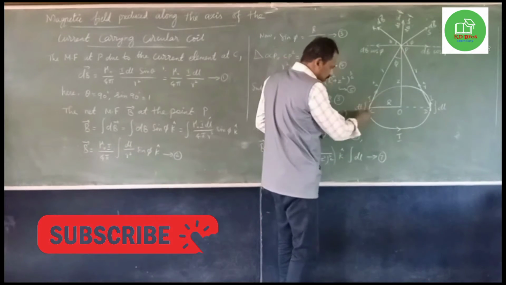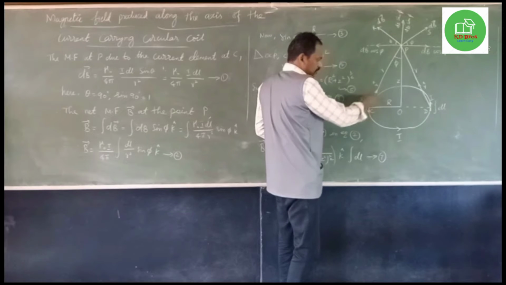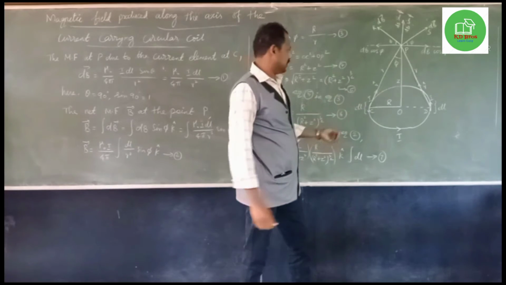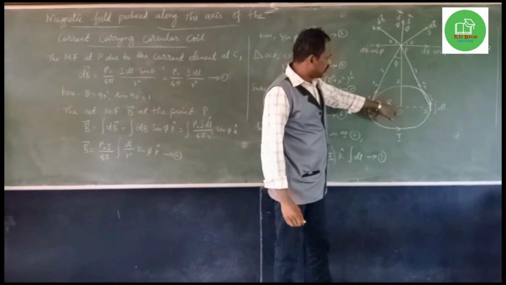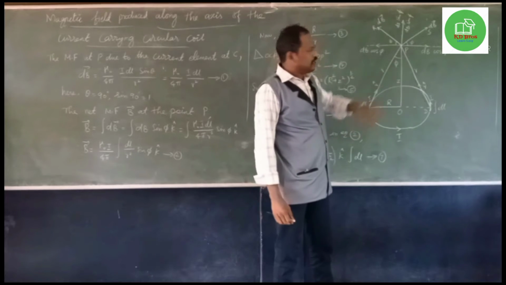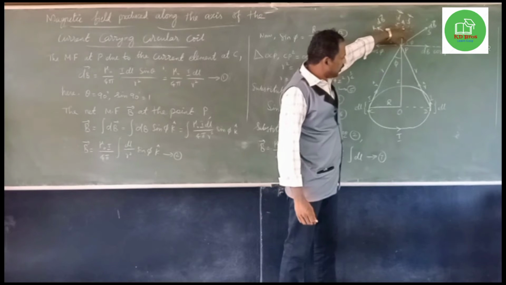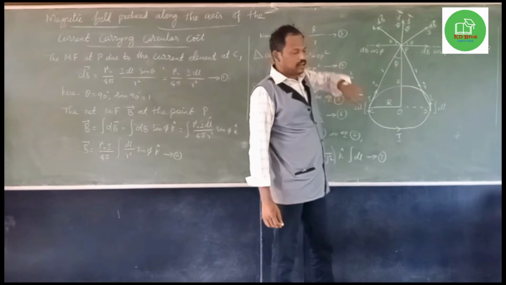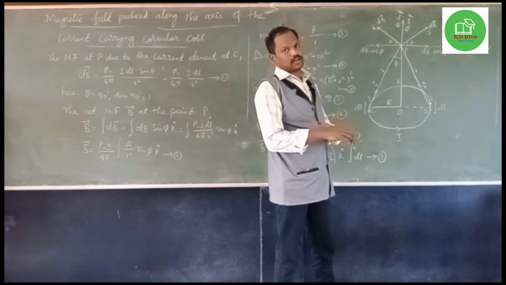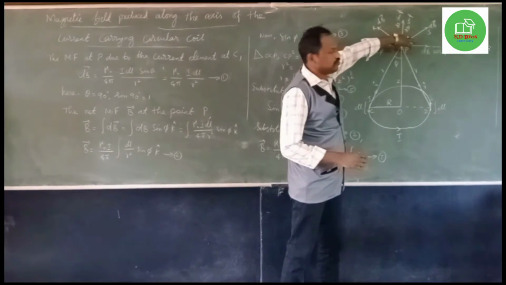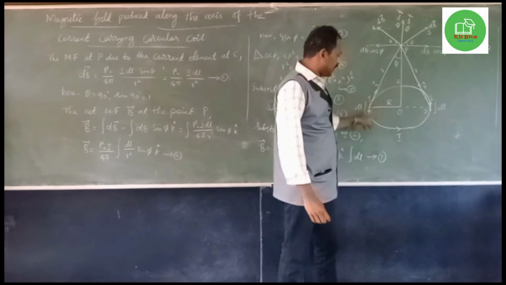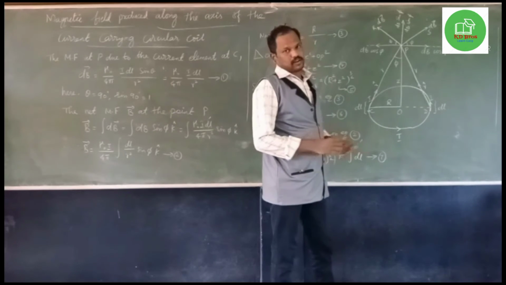This I dl is nothing but the current element. When the current passes through a small length, it is said to be a current element. Now, from the origin at distance Z, we have considered an external point P. With respect to the point P, we are trying to calculate the magnetic field due to C as well as D. Then we have to calculate the total magnetic field produced at the point P by the current flowing through the circular coil.